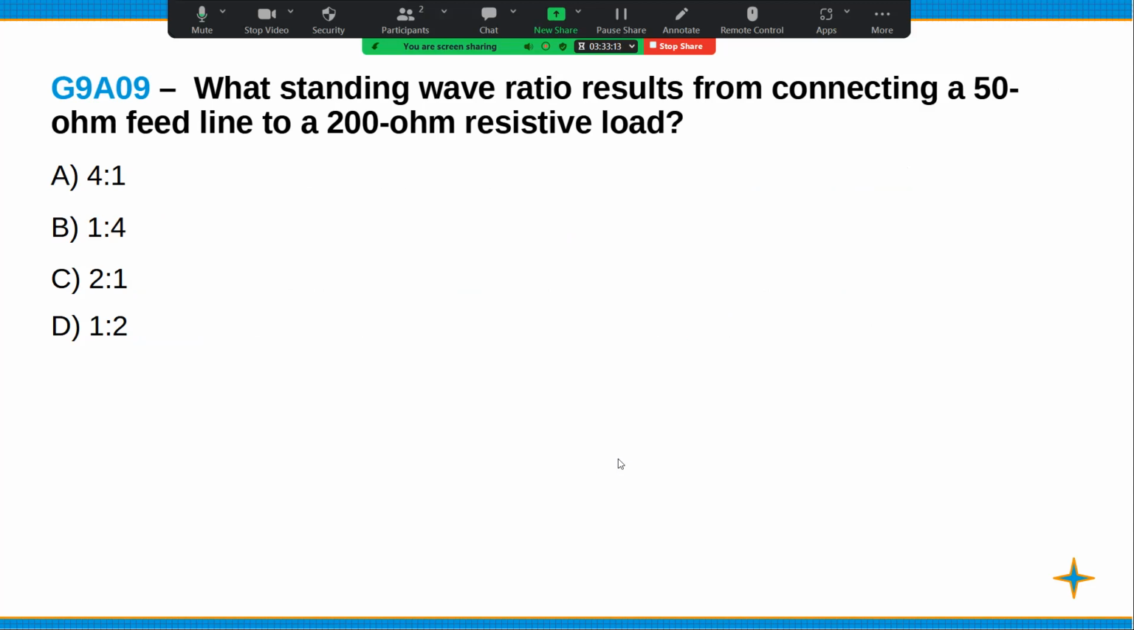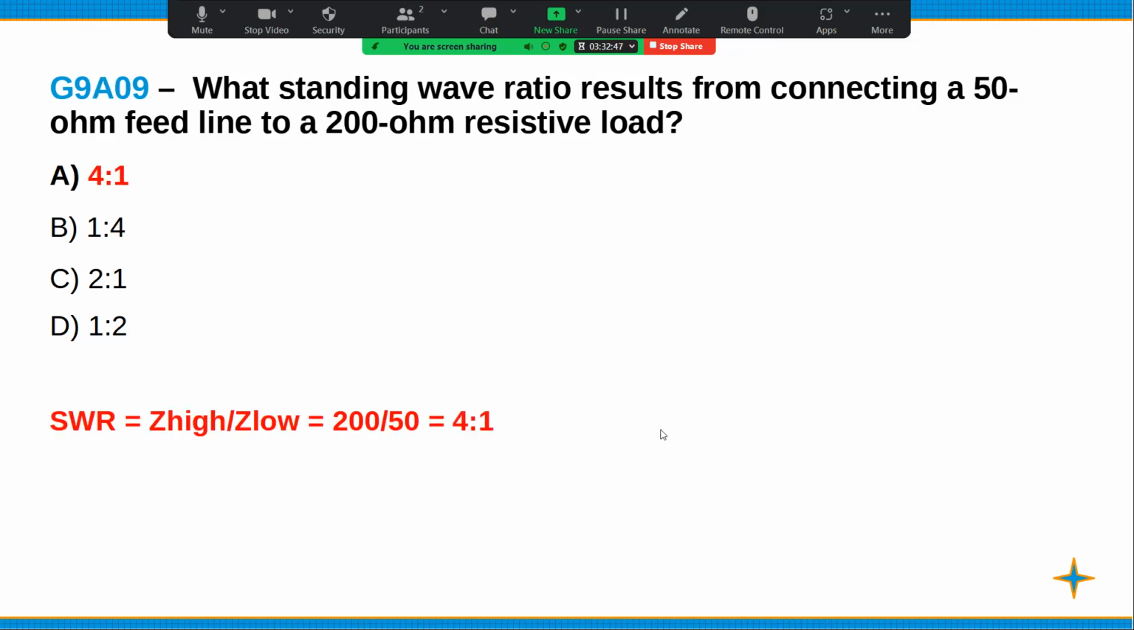What standing wave ratio results from connecting a 50 ohm feed line to a 200 ohm resistive load? Now they throw in resistive load, so you don't have to worry about any reactances that complicate the equation. You always want the bigger number on top when you divide.